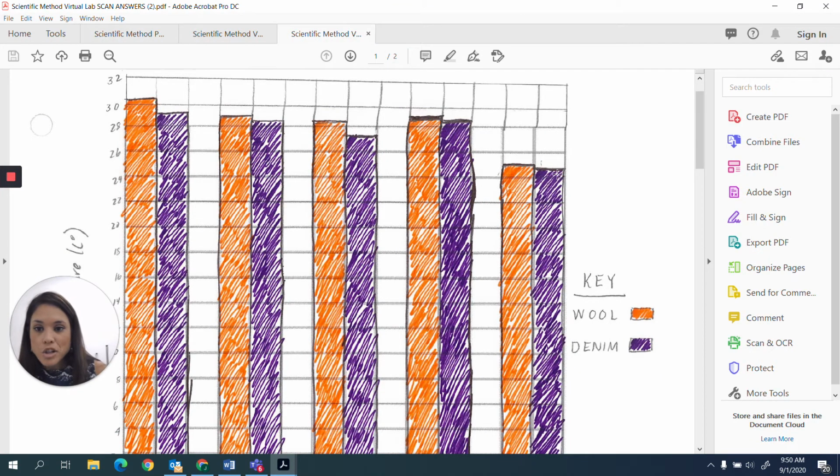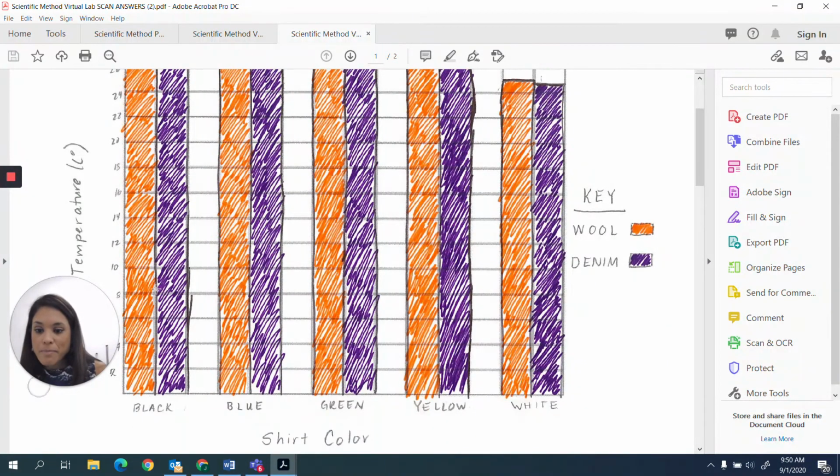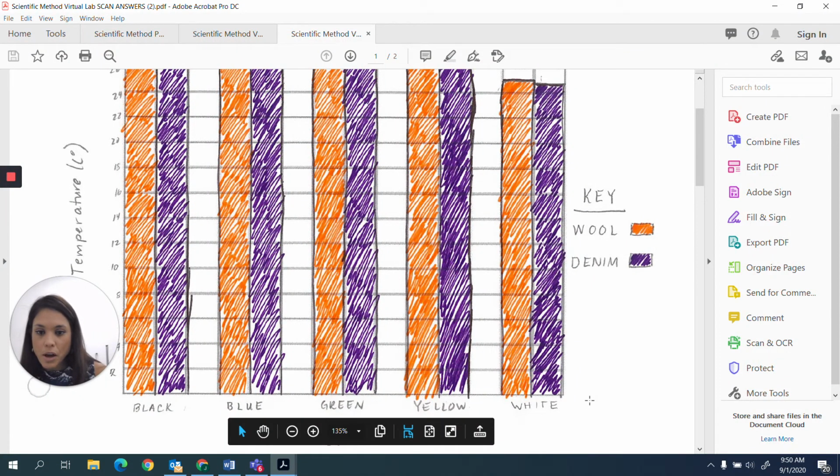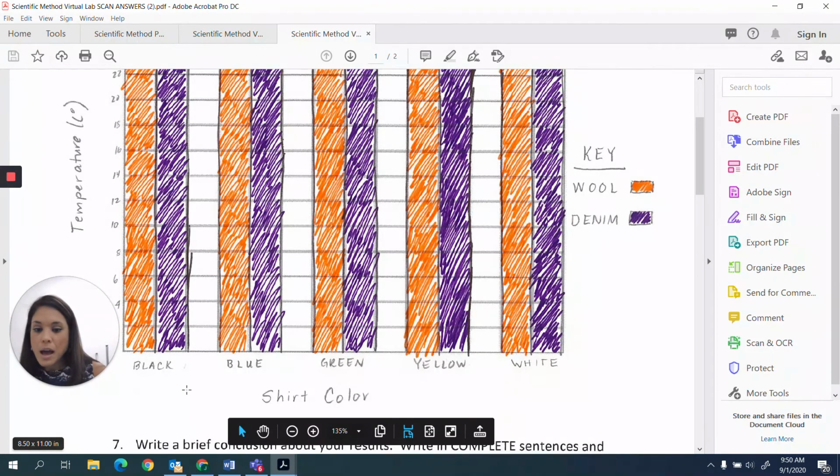Okay, I actually made my graph a little bit bigger. So I used my ruler, and I want to say this only went up to 26, 28. So I used my ruler to take it up a little bit further because I wanted to count by 2s. Okay, so I have my x-axis, which are the colors, and I have my y-axis, which is the temperature in Celsius. I have my x-axis labeled as shirt color and my y-axis labeled as temperature in Celsius degrees.